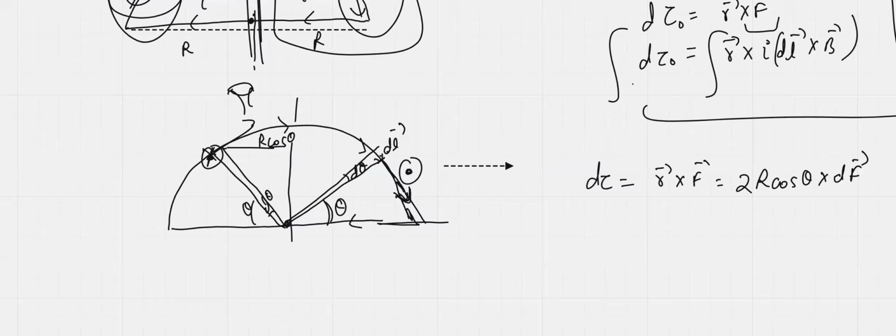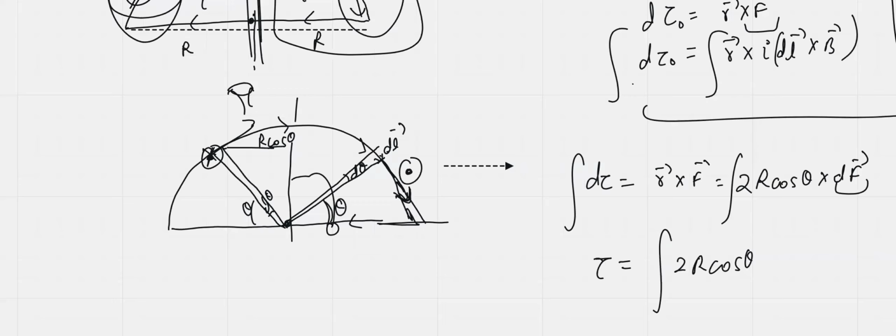Now, how do you integrate? You can integrate this from 0 to 90 degrees. Here also 0 to 90 degrees. If you do this, you will get the net torque. What is the net torque you are going to get? Just integrate this. So tau is equal to 2r cos theta. But what is the value of force? I am unsure of this force, so I need to put the value. What is that?